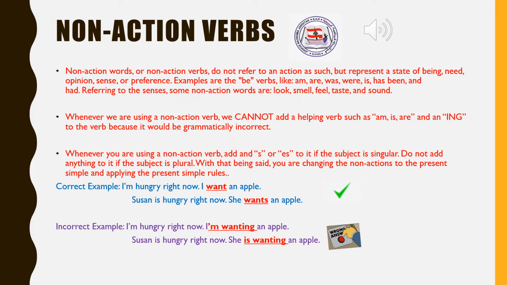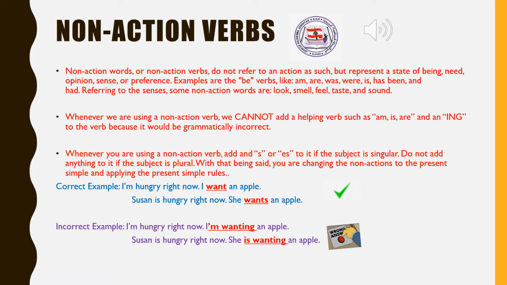Whenever we are using a non-action verb, we cannot add a helping verb such as am, is, or are, and an ing to the verb because it would be grammatically incorrect, even though we are writing it in the present progressive. Whenever we are using a non-action verb in the present progressive, add an S or ES to it if the subject is singular. Do not add anything to it if the subject is plural, which means you change it to a present simple. Here are a couple of examples I have given you all.